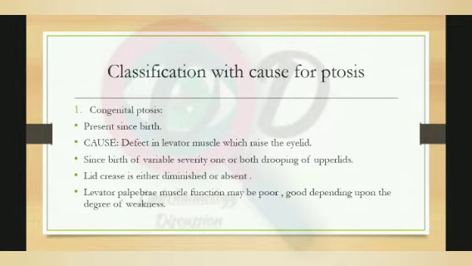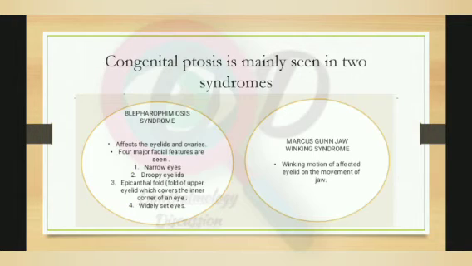Okay, so if it becomes more weakened, then it is a severe condition. It creates severe ptosis. If it is less weakened, then mild ptosis will be there. So these are the things that affect the levator palpebrae muscle function. Now, congenital ptosis is mainly seen in two syndromes. What kind of two syndromes?